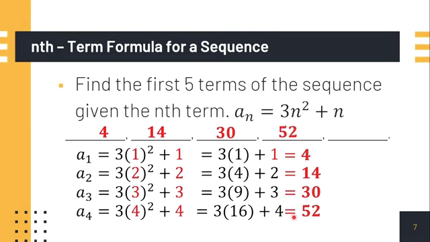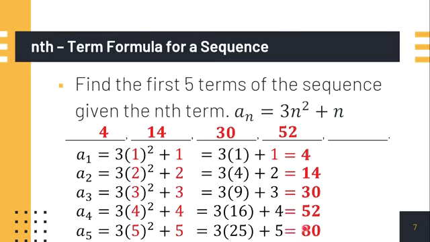And last, the fifth term, so we are going to substitute 5 sa n natin. So, 5 squared, that is 25, times 3, plus 5 is equal to 80. So the first 5 terms of the sequence given the n term 3n squared plus n are 4, 14, 30, 52, and 80.